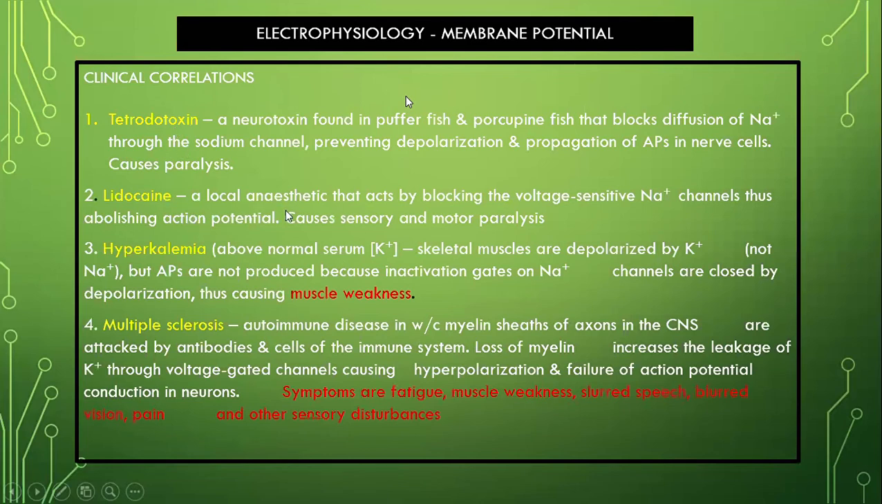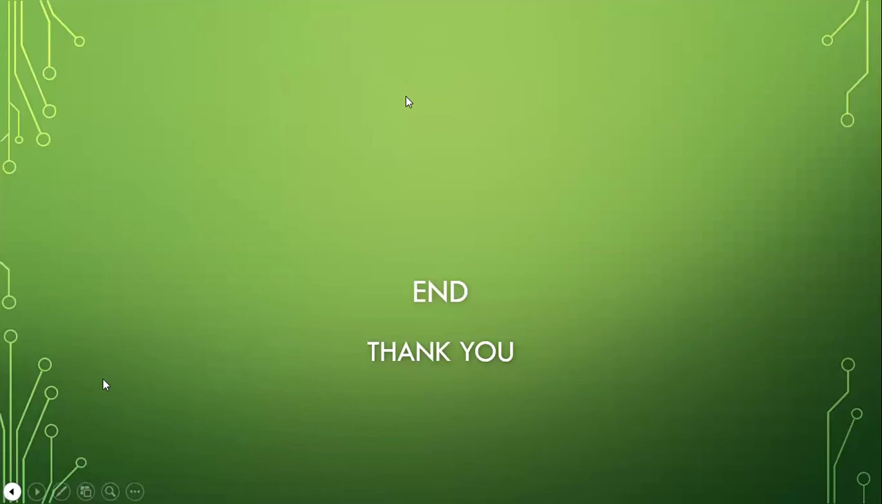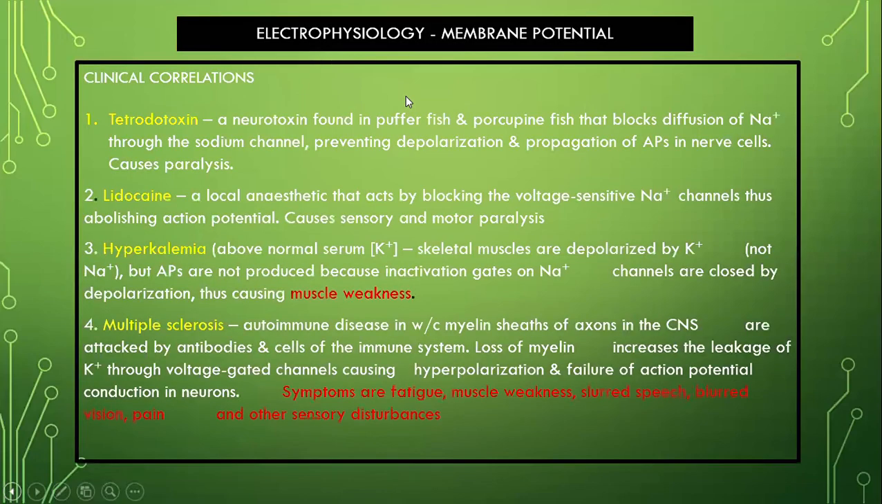Lidocaine, the action of lidocaine is anesthetic, right? It blocks the voltage-sensitive sodium channels, thus abolishing the action potential. So it causes sensory and motor paralysis in the muscles. So that's why usually lidocaine is for local anesthesia. That's why when you repair, for example, the wound, you have to apply this local anesthesia. So when you suture that, because of the sensory and motor paralysis.